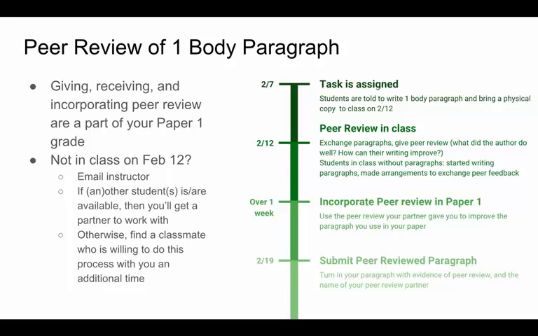So make sure that you are on top of this process so that you don't miss those points and miss engaging in this opportunity to really improve your writing from the feedback of another student. Hope this makes sense, and we'll move on to the next part in the next video about how you can write the other parts of your paper.